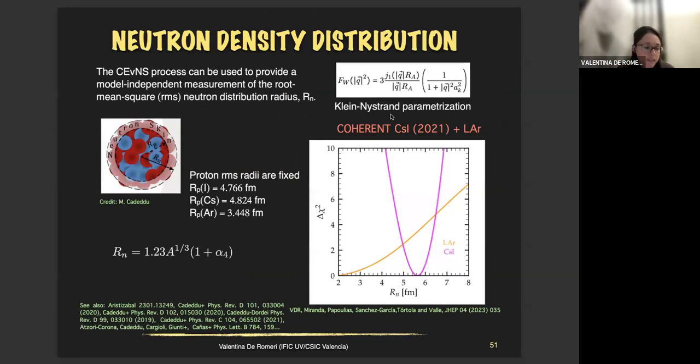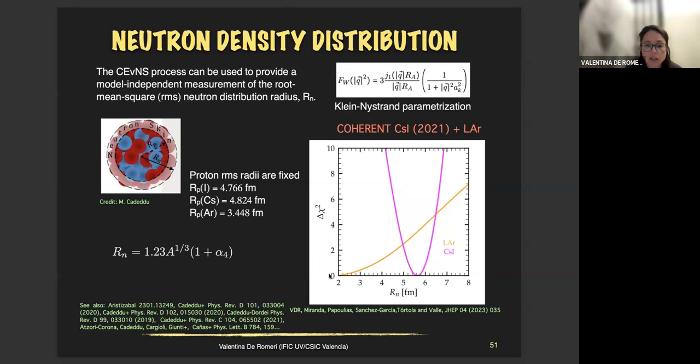So the CEvNS process can indeed be used to provide a model-independent measurement of this neutron radius. Of course, we need to use some parametrization for the form factor. And so again, we analyzed the most recent COHERENT data sets. We fixed the values of the proton radii because these are instead measured quite well using different electromagnetic processes. And in this way, we extracted the best fit value for the neutron radii for the two different targets.